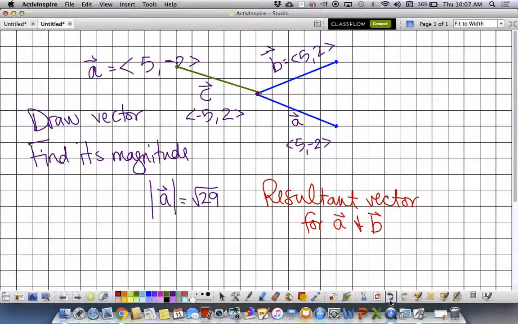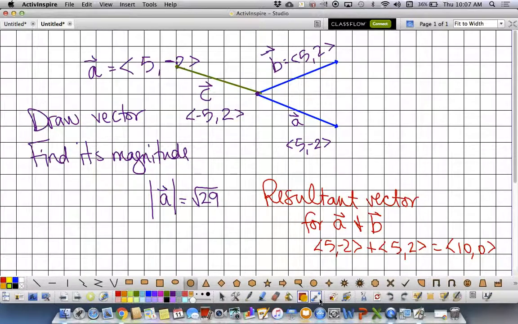So if I add vector A plus vector B, what do you get? What is vector A? 5, -2. Vector B? 5, +2. So our resultant vector is? 10, 0. Yay. Okay. How can we illustrate that visually?